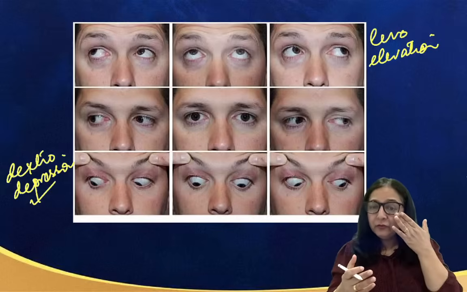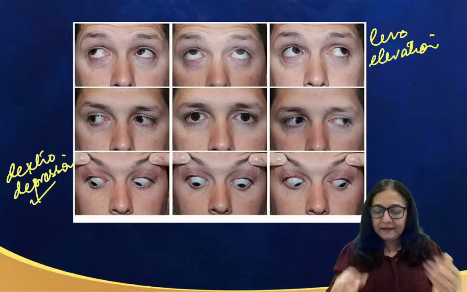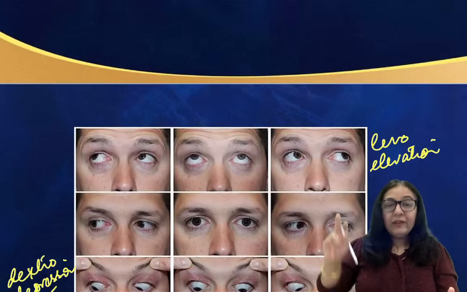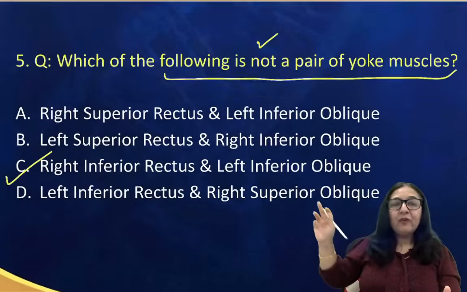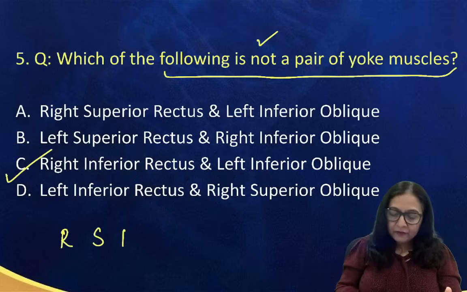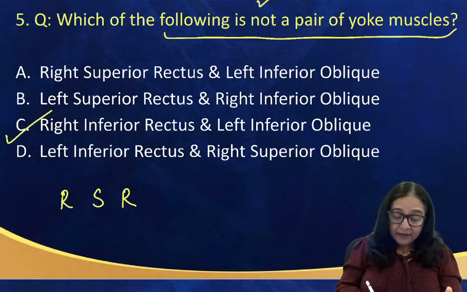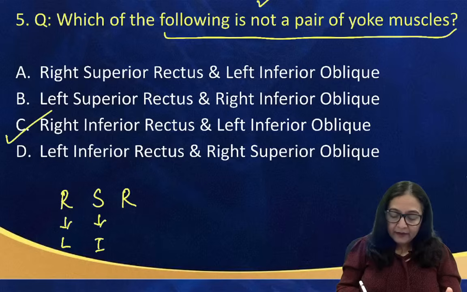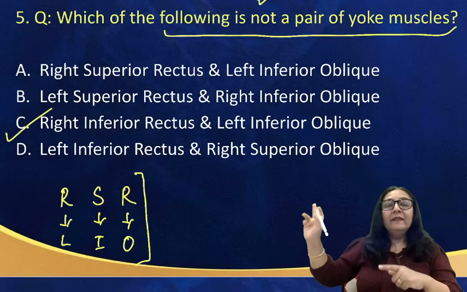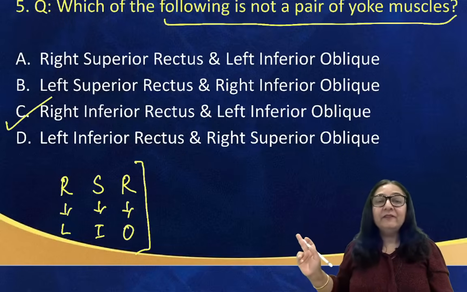Now as in the class also, I always tell the most easy way to find out the pair of the yoke muscles is by a simple rule. So for example, if I start with choice 1, one muscle is right superior rectus. To find which will be the yoke muscle for this particular one, the right will become left, the superior will become inferior, the rectus will become oblique. So this simple conversion will give you the yoke muscle for right superior rectus. है ना? So right superior rectus, left inferior oblique is there.